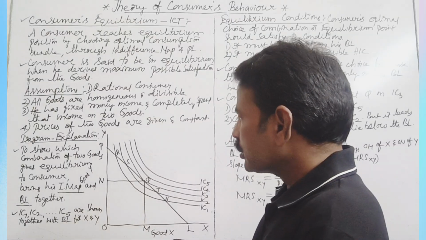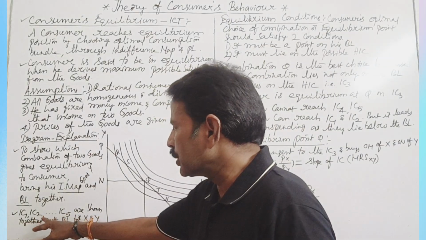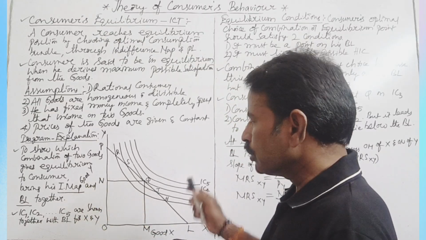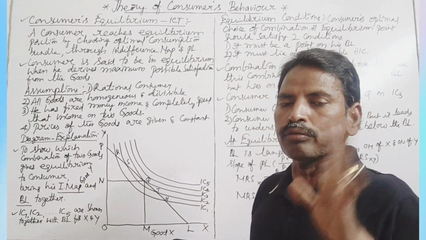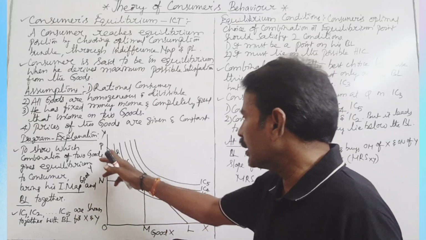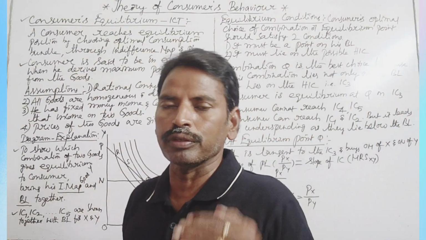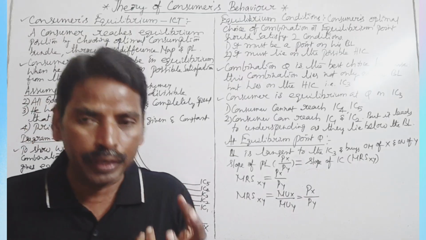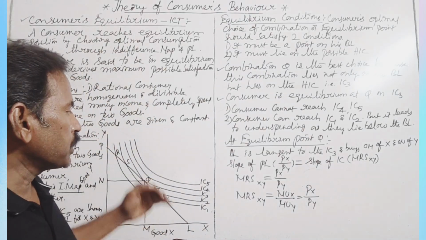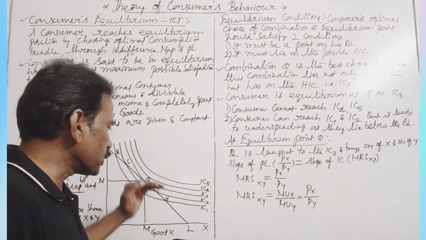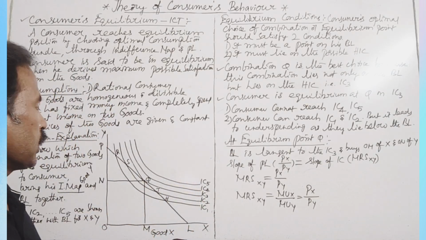Right, so IC1, IC2, IC3, IC4, IC5 are shown together with the budget line for X and Y. PL is the price line. IC1, IC2, IC3, IC4, IC5 are different indifference curves. Higher indifference curve shows a higher level of satisfaction. Lower indifference curve shows a lower level of satisfaction.